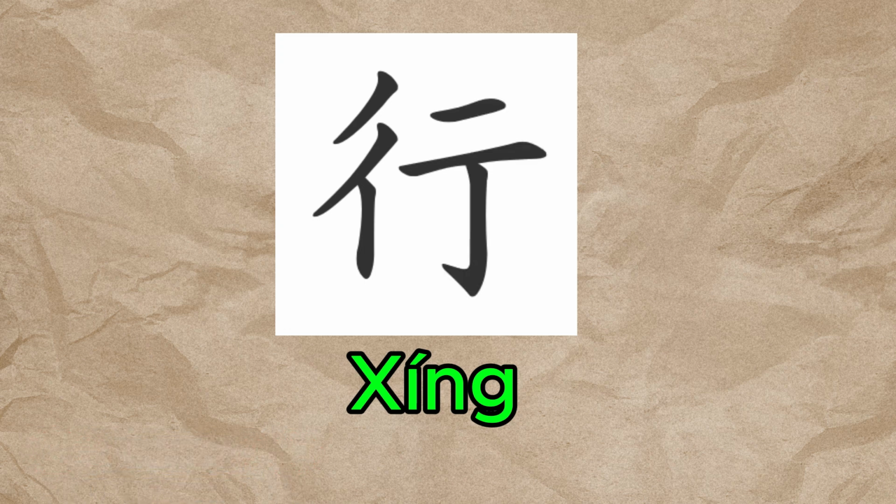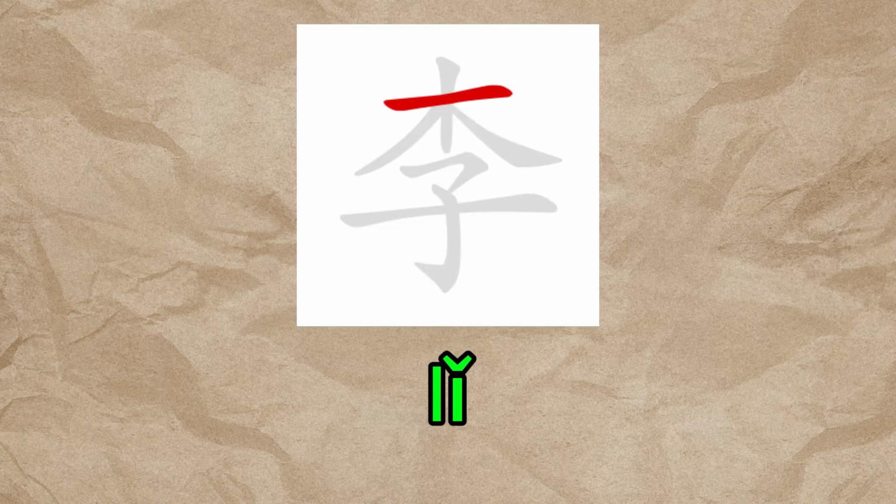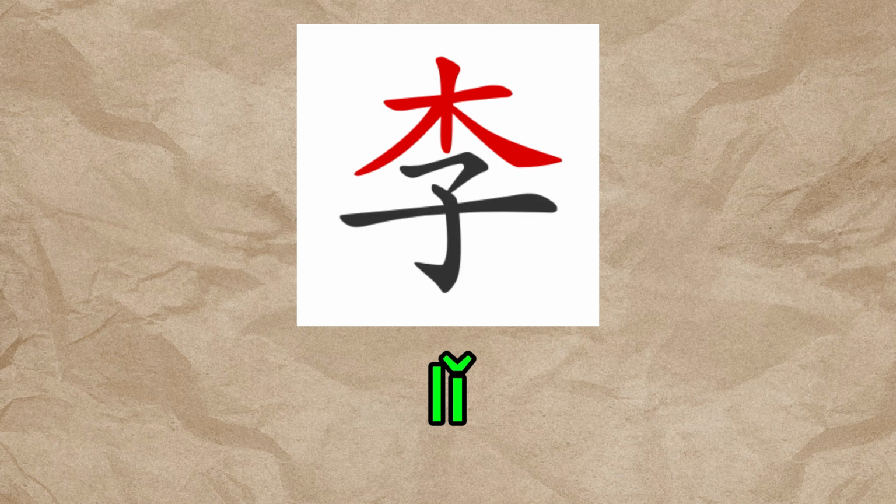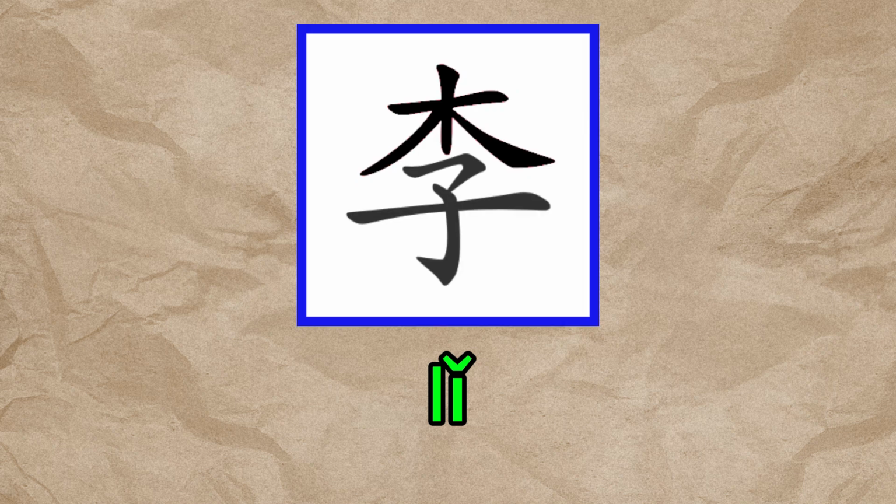Now for 李, it has 7 strokes. Let's see it written correctly. It has the tree radical and means plum. So why luggage? It's thought that travelers would carry provisions like plum.